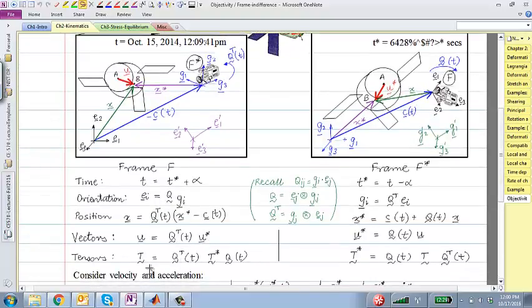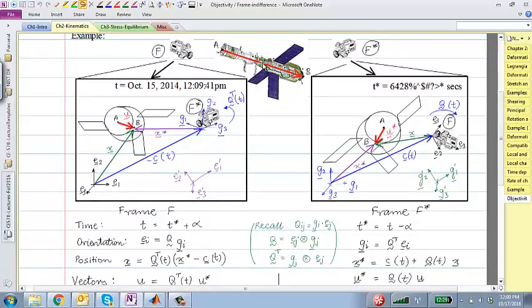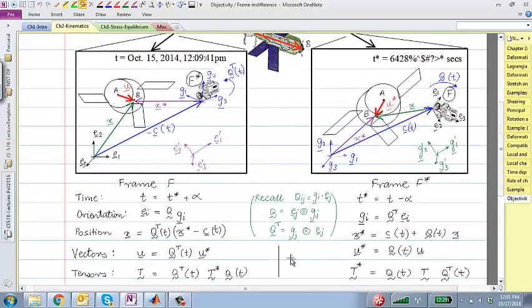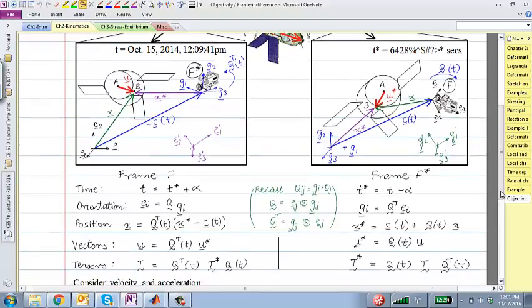For tensors, the relationship for objectivity is that if they both measure, let's say, the deformation gradient, both these frames measure the deformation gradient F for this body. So that tensor can be transformed again between those two frames of reference using that same rigid body rotation. But if you are given tensor T with respect to frame F, you would have to obtain T star by doing T times Q transpose and pre-multiplying with Q.